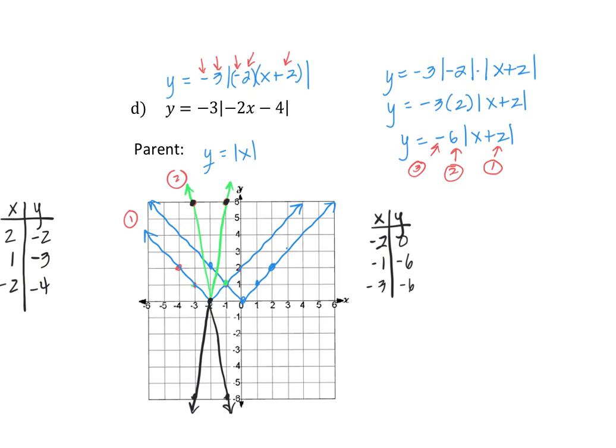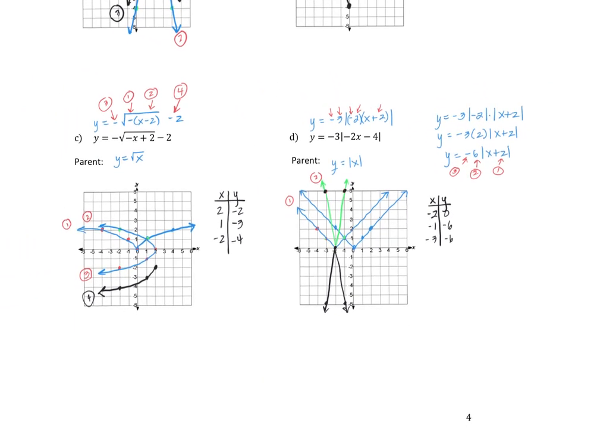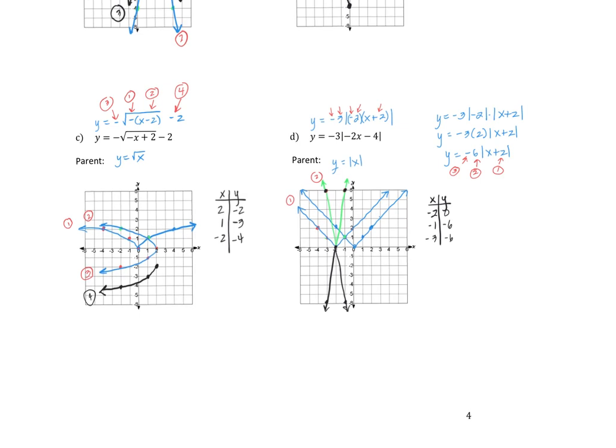So you see, that was much easier than doing 5 different transformations. Okay, and that is it for this section.